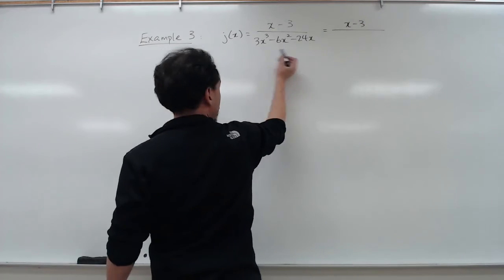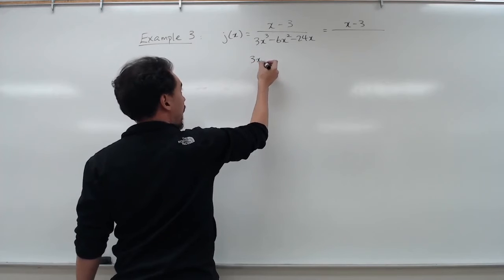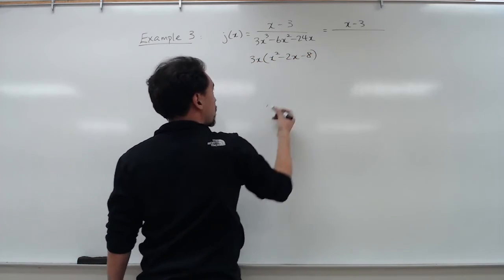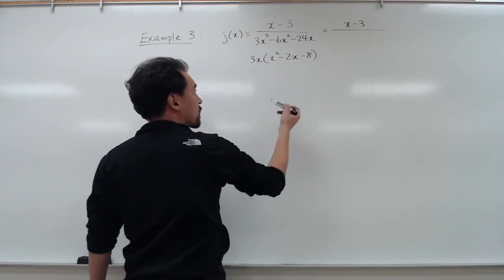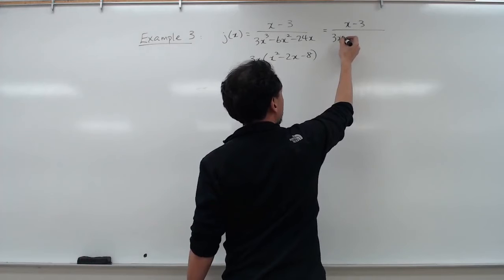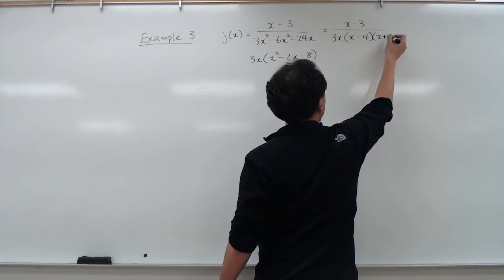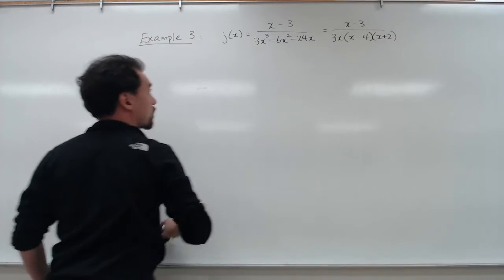It looks like we can pull a 3x out of all of that. So I can write this as 3x times x squared minus 2x minus 8. And then that factors down into x minus 4 times x plus 2. So I can write down 3x times x minus 4 times x plus 2. And now that I have all of that, I can erase this and we're good to go.